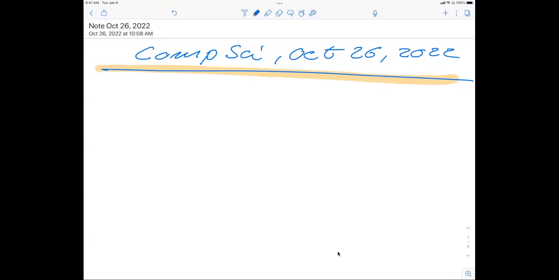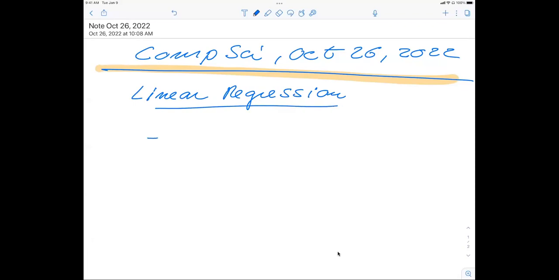So if we now look at linear regression, which is going to be our first machine learning method, let's repeat the basic steps here. What we have is our data, and I'm going to label this as input data and output data.